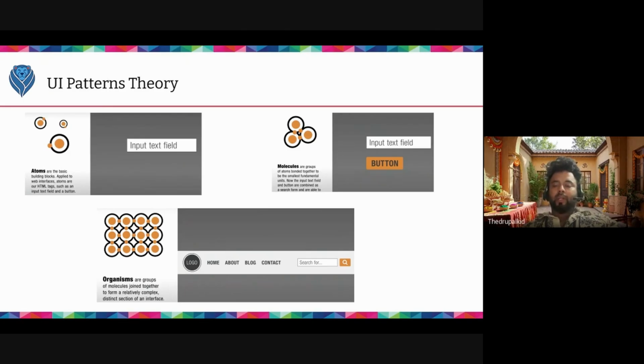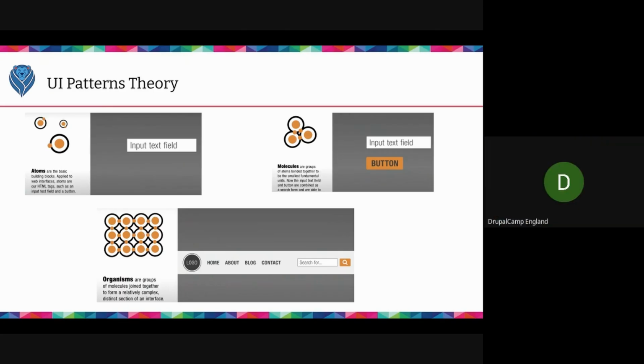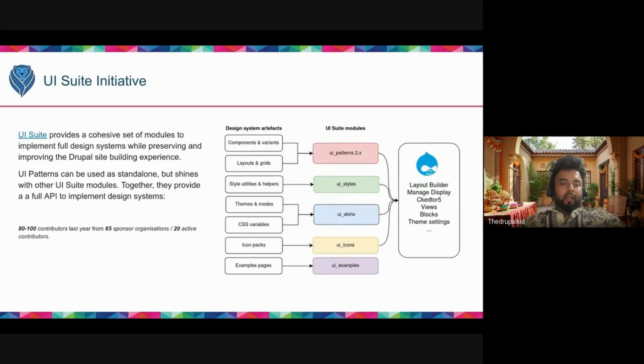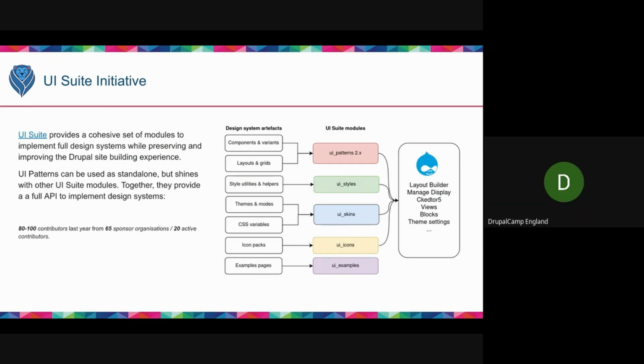So this is the theory behind the scenes, and this is what it depends on. If you combine text, buttons, or some links on an image, it becomes an organism. The same theory we are also seeing in UI patterns as well as in SDC. I'll move to the next slide. Now getting into the UI pattern suite.